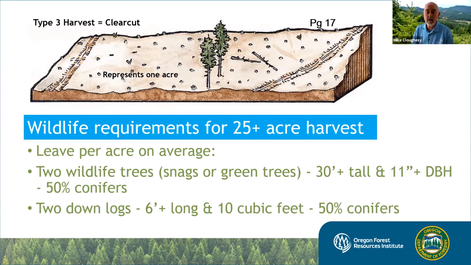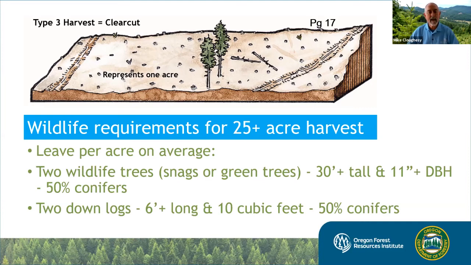So you need to have 2 wildlife trees. They can either be snags, which are dead trees, or green trees. And each of them have to be 30 feet tall or taller and 11 inches in diameter or more. And at least half of them have to be conifers. And then for the down logs, they have to be at least 6 feet long and 10 cubic feet. And at least half of them have to be conifers.